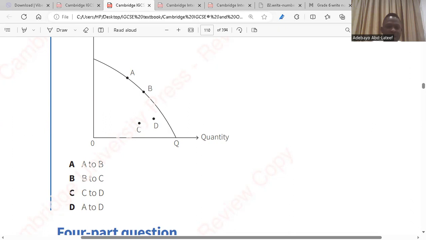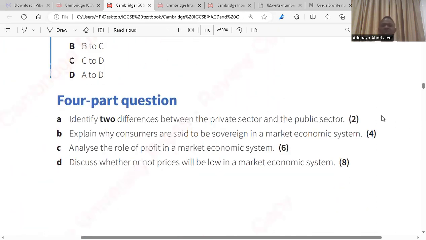I said D to B. There's no D to B. It's A to B. B to C is inward, which is not productively efficient. C to D is still in between. So it is A to B. So we stop here. That's the end of that chapter.